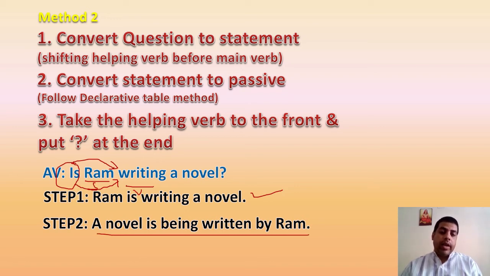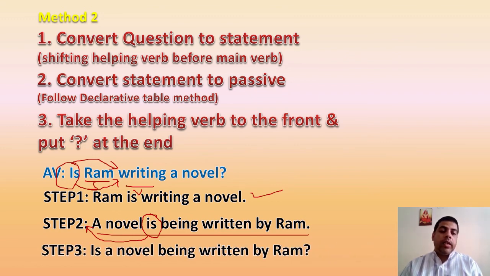Once we get it, what is the auxiliary verb here? Is. This auxiliary verb is supposed to be taken to the front, and the same sentence should be written, and the question mark should be kept at the end. By that, what will be the structure? Is a novel being written by Ram? That will be the final answer.